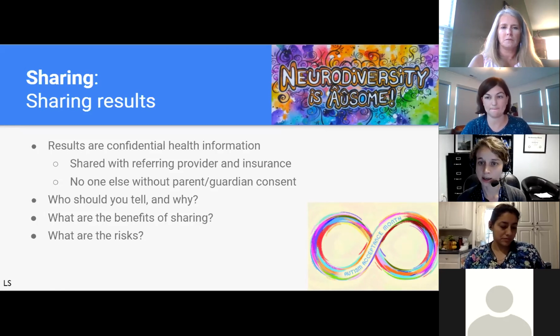So it is the family, the guardian, it's their information. And so usually that does need to get shared back with the referring provider, who's often the primary care. And then also insurance needs documentation that an appointment happened and it was valid, and so they'll pay for it. But otherwise, no one else gets the information without parent consent. So it's up to the parent to decide who should you tell and why. What are the benefits of sharing and what are the risks?